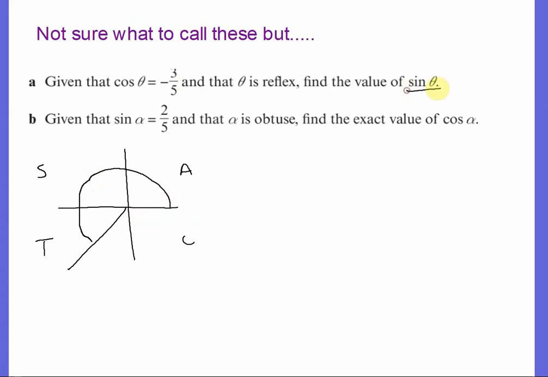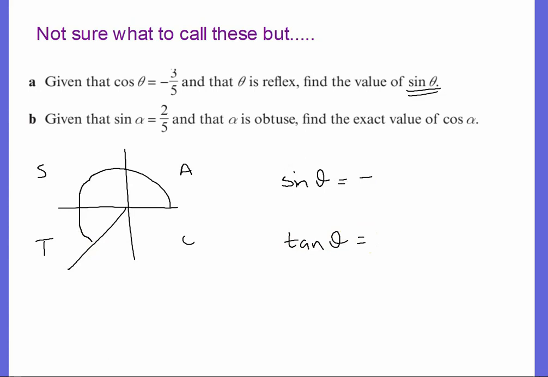And we're asked to find the value of sine. So all I can tell you at the moment is that sine theta is also negative, because only tan is positive in this quadrant. So let's do both actually. Let's just do both so that I don't have to do the other question. Right, but tan we know is going to be positive.